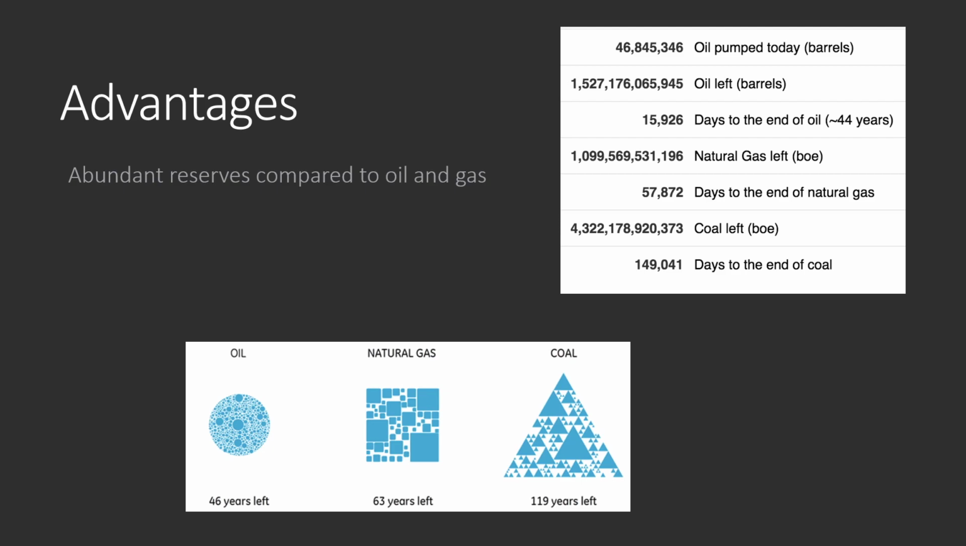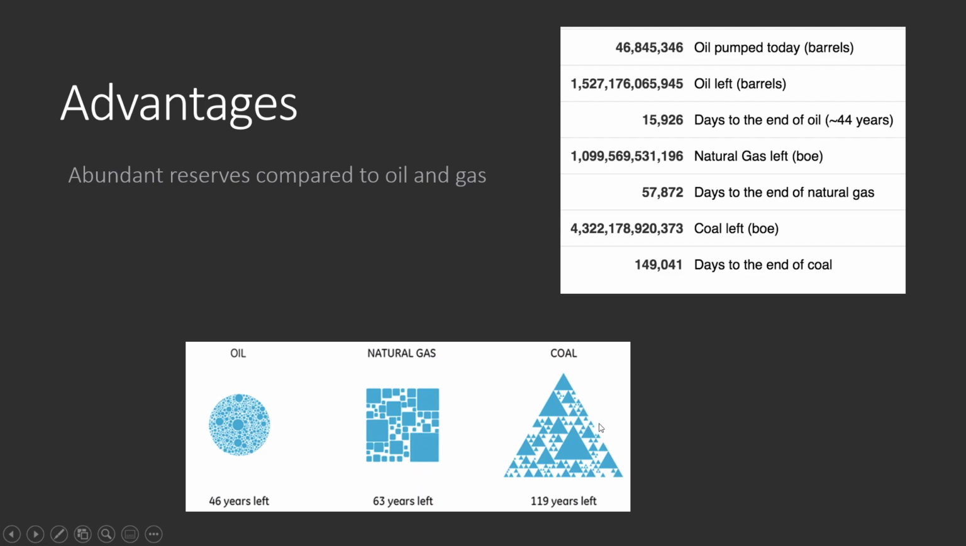Coal, on the other hand, we have about 4 trillion barrels. This we're looking at the equivalent of a barrel of oil, so that's what BOE is, barrel oil equivalent. About 4 trillion. So we actually have 149,041 days to the end of the amount of coal that we have. We have a lot more coal. We have about 119 years left of coal. Man, I did the math wrong. 63 years of gas. I was saying 200. I guess, oh yeah, because we use it in a different way and it's not as efficient.